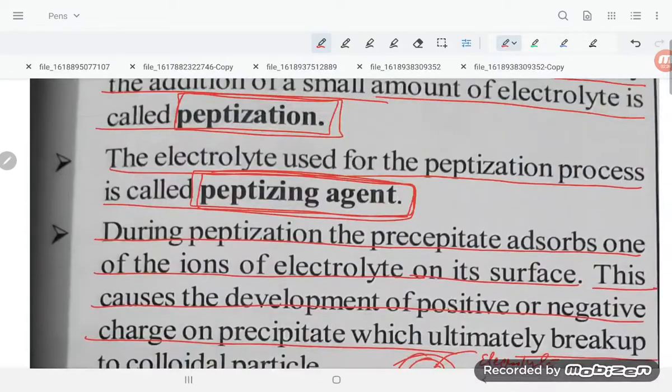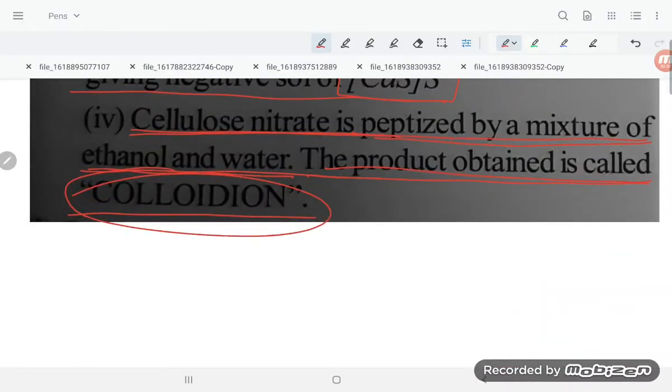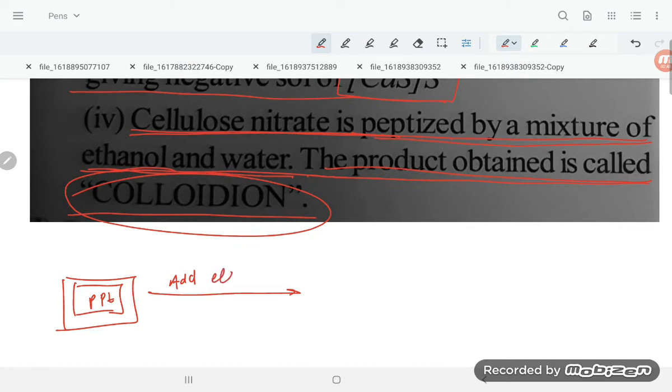So this is how you prepare colloids from the precipitate. First of all we have the precipitate, and to this precipitate you add the electrolyte. The electrolyte is also known as the peptizing agent.